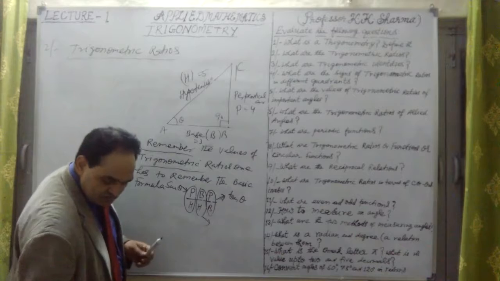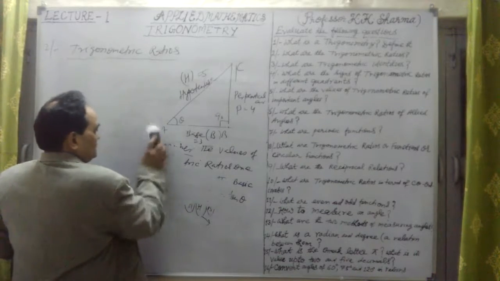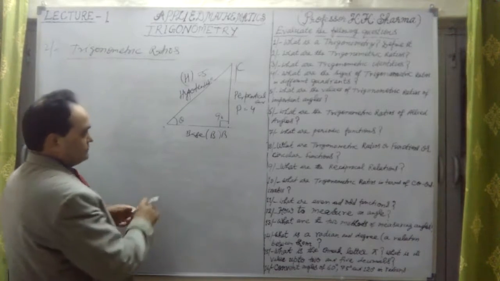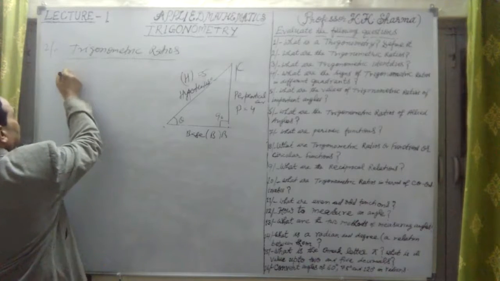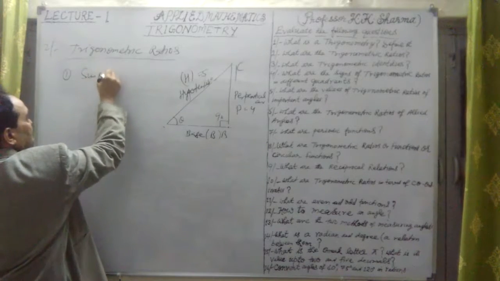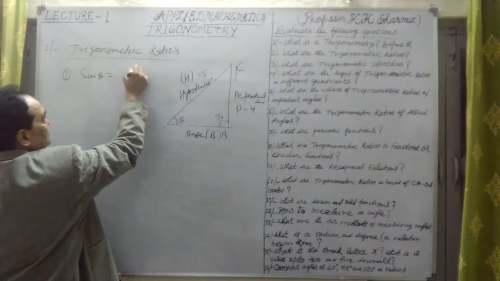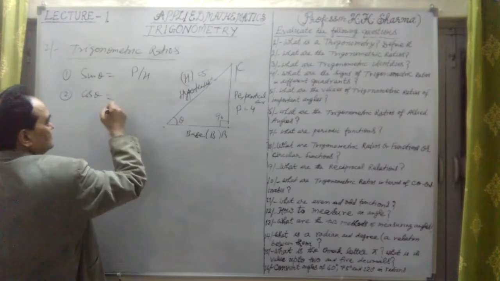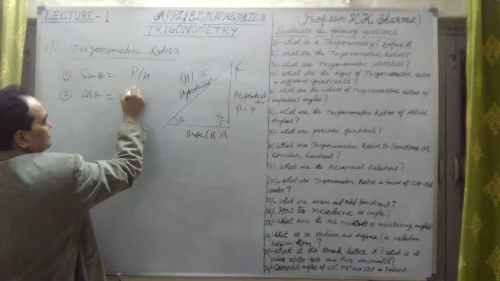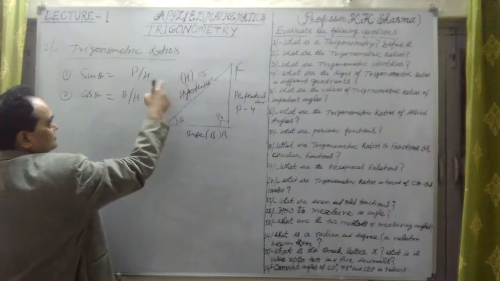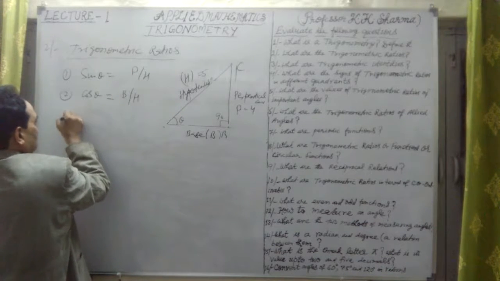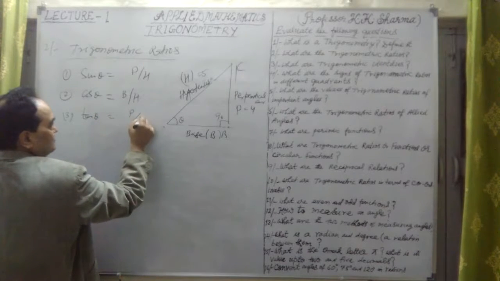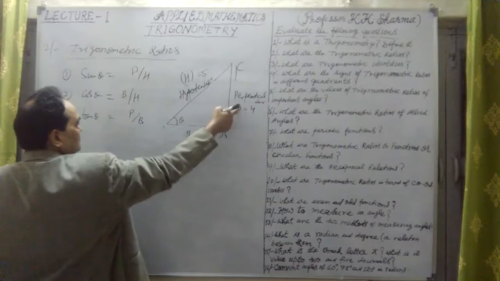Okay, they are the 6 trigonometric ratios. Now let me write these 6 trigonometric ratios. We are talking about question number 2, which asks what are trigonometric ratios. There are 6. First is sine of theta, which is P upon H. Second is cos theta, equal to B upon H, base upon hypotenuse. And third one is tangent theta, which is P upon B, perpendicular upon base.